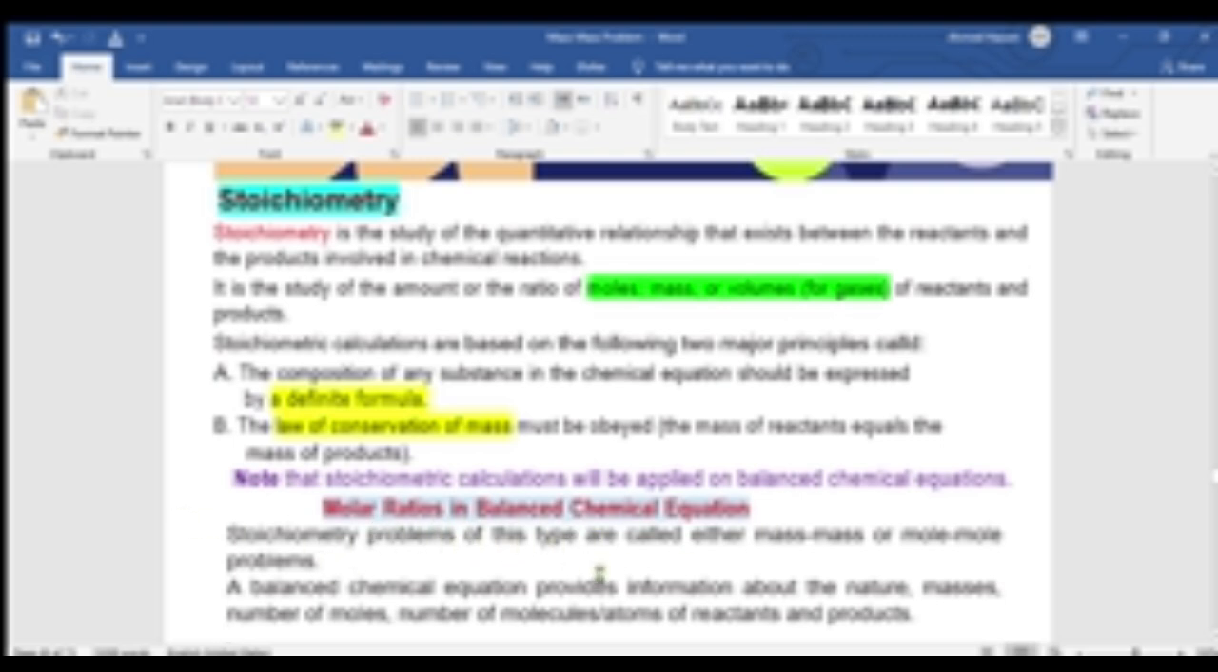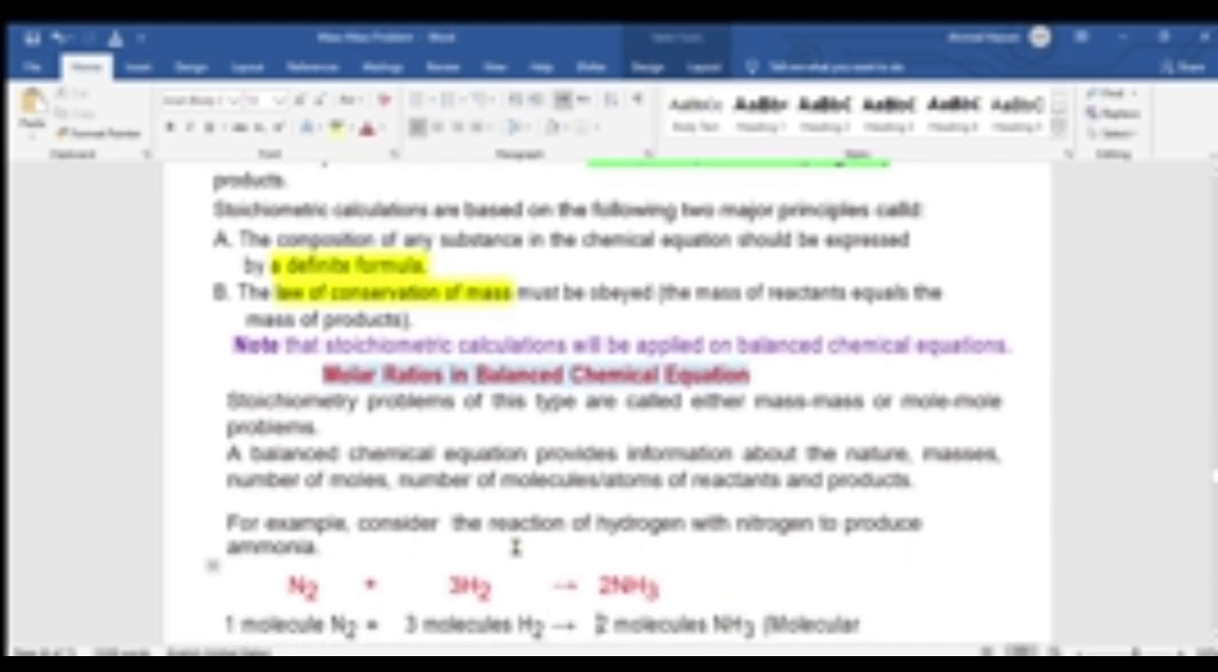Stoichiometry problems of this type are called either mass-mass, mole-mole, or mass-mole problems. For example, the reaction that takes place between nitrogen and hydrogen to form ammonia is given in such an equation. This is a balanced chemical equation because 3 hydrogen molecules times 2 gives 6 hydrogen. In the product also, 2 times 3, 6 hydrogen atoms are found. Nitrogen is 2 in the product and 2 in the reactant. Therefore, the equation is balanced.